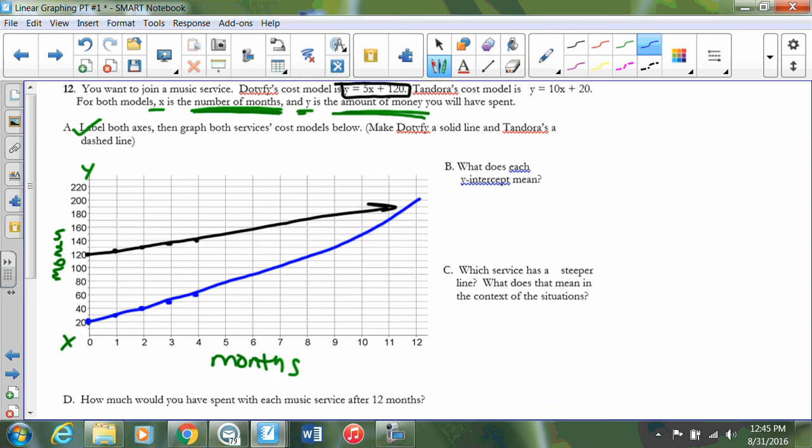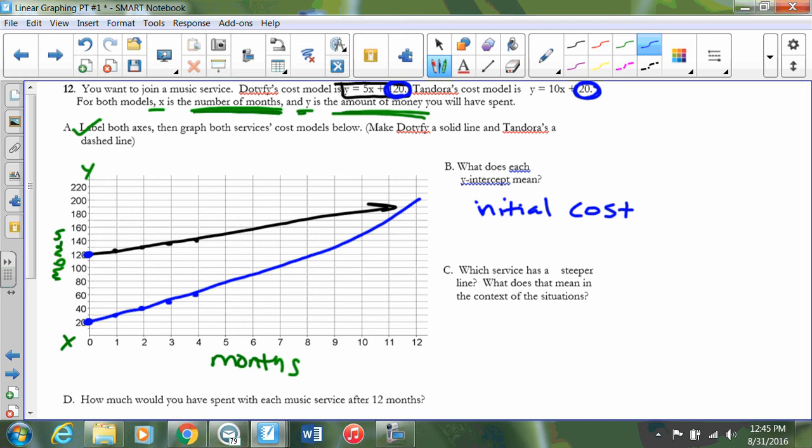It says, what does each y-intercept mean? Once again, initial is a really good word when you're talking about y-intercept. And it's really our initial cost. Initial cost meaning that even before your first month's payment is due, just to join Dotafy, it's going to cost you $120 initially. Just to join Tandora's, it's going to cost you $20 initially. So our y-intercept is the initial cost.